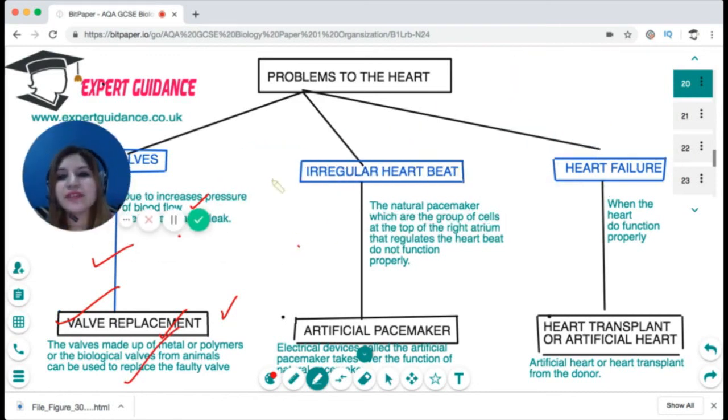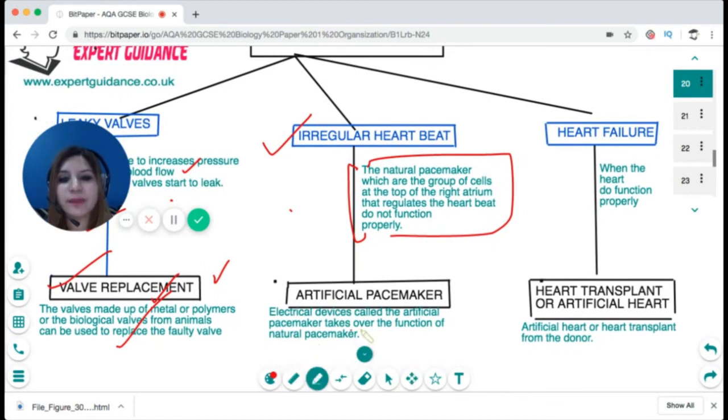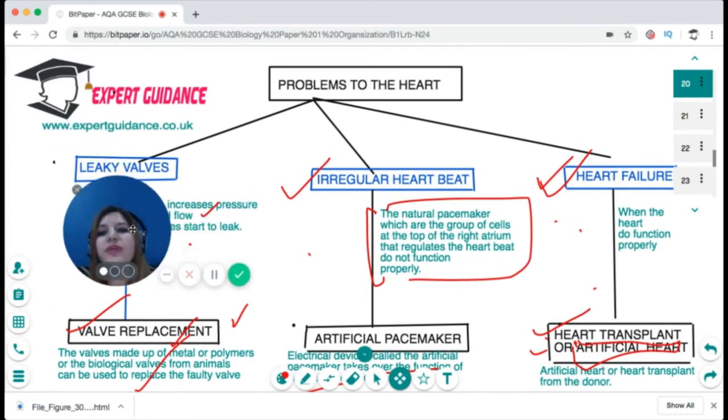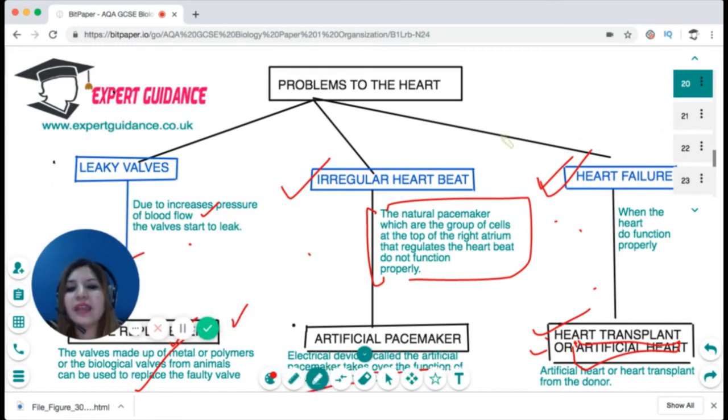At times, the person gets an irregular heartbeat. Why? Because the heart is controlled by a group of cells present in the right atrium called the pacemaker, which regulates the heartbeat. If there's any problem with that, there's an irregular heartbeat. So we make electrical devices called artificial pacemakers, which take over the function of the natural pacemaker and regulate the heartbeat. Then, apart from all this, the person can have greater damage to the heart or heart failure. In that case, we need a heart transplantation or artificial heart, which is not that successful, but research is going on, but a heart transplant can be done. So these are all the non-communicable diseases, or problems with the heart, and the proposed treatments for them.